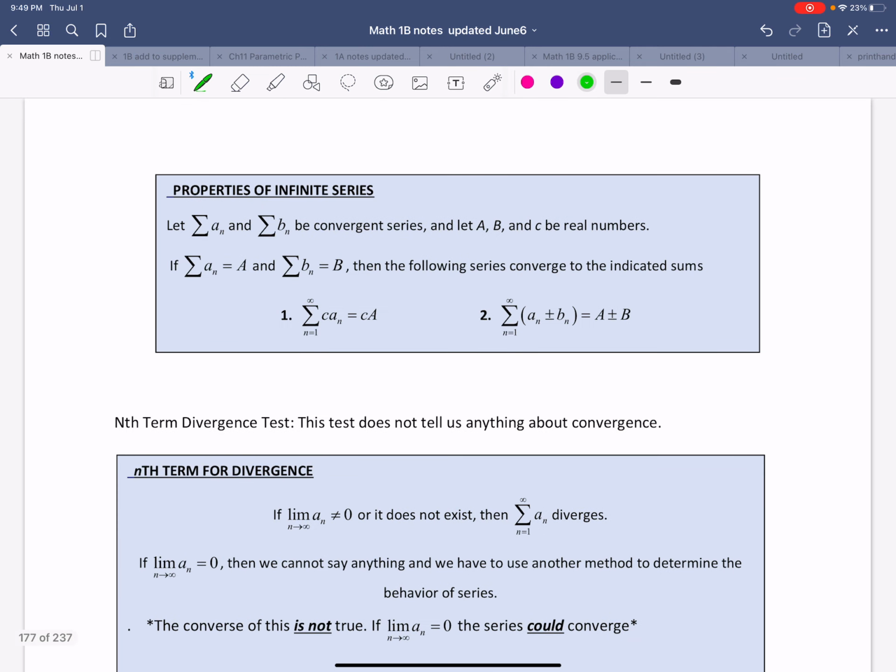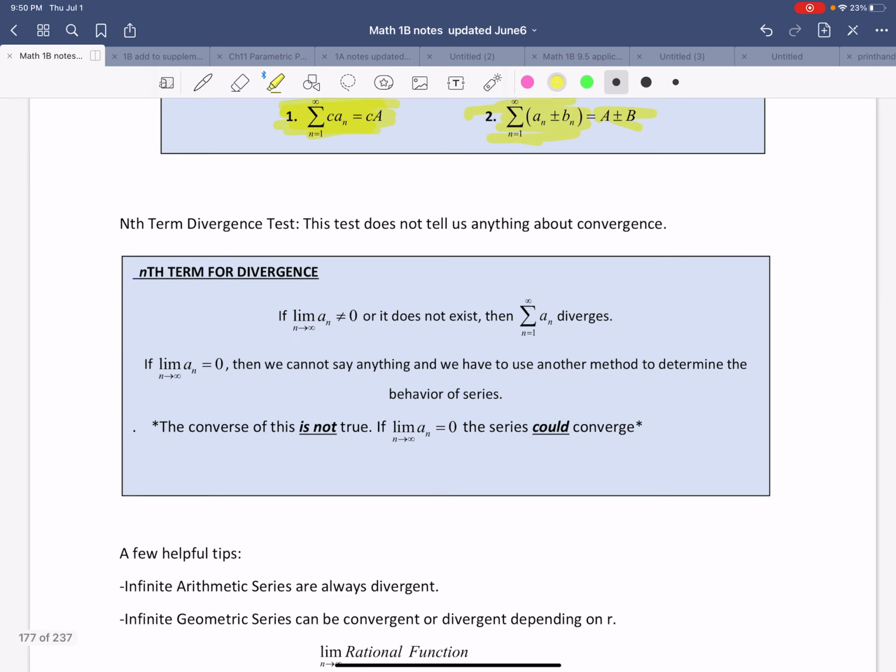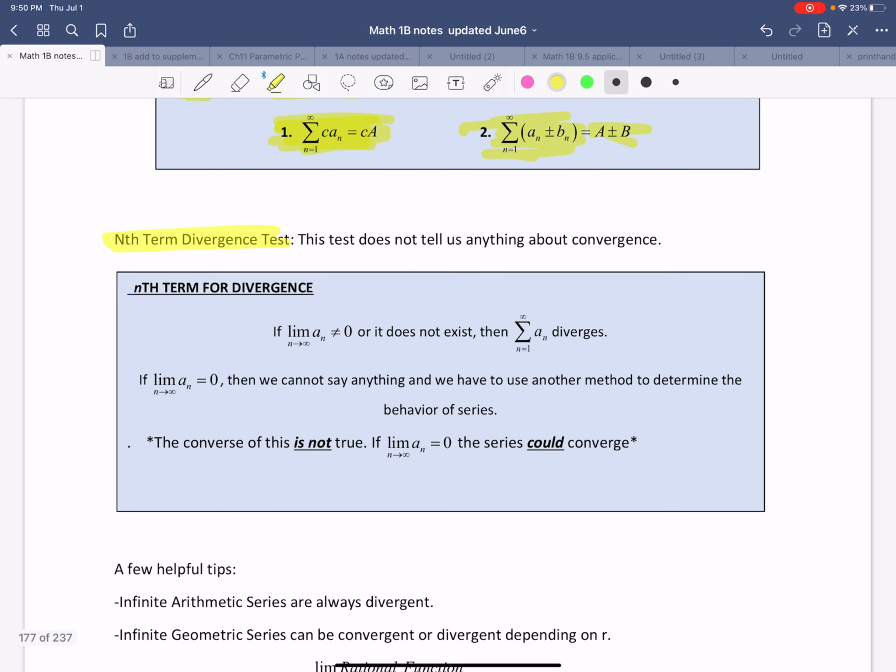Alright, so next we have properties of infinite series. If summation of an and summation of bn are convergent series and a, b, and c are real numbers, so if the sum of an is a and the sum of bn is b, then the following series converge to the indicated sum. If we multiply a series by a constant, we can just multiply the sum of the series by the constant. If we add or subtract series that converge, we can add or subtract their sums.